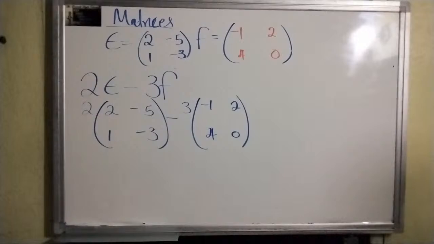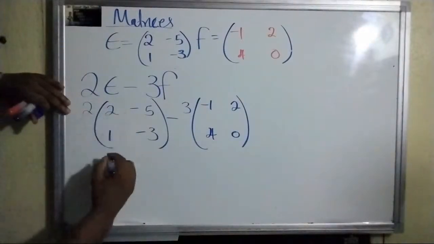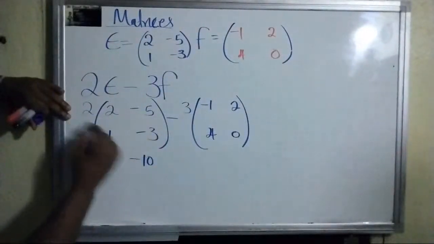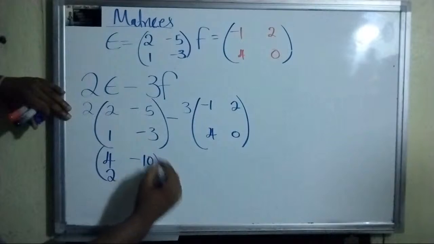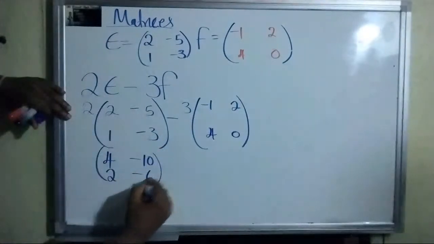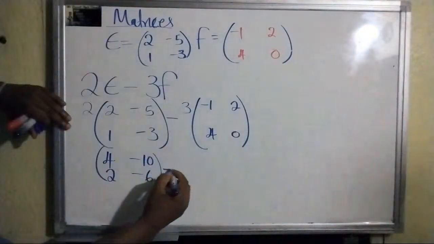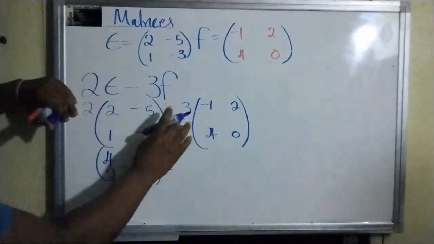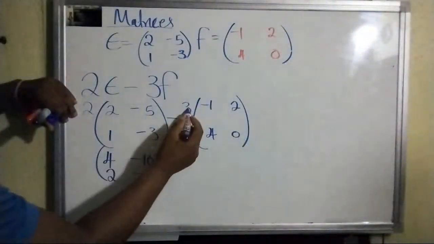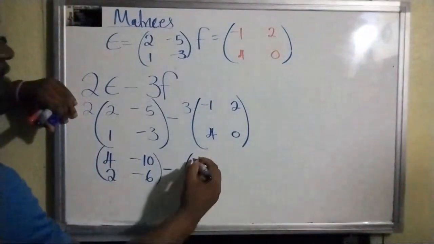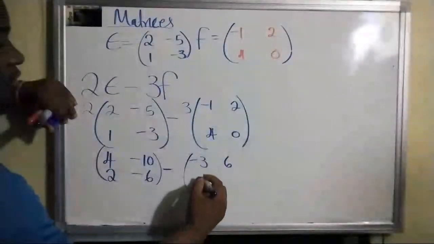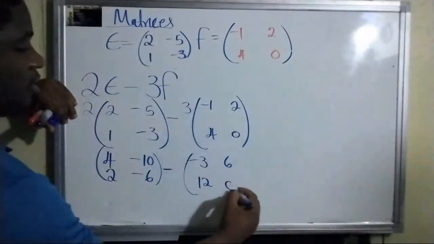Loving it. Alright. So now all we're going to do is expand the bracket by 2. So 2 2s are 4. 2 times negative 5, negative 10, 2 times 1, 2, 2 times 3, negative 6. Alright? Put back the minus, and we're going to expand everything by 3. Notice I'm not multiplying by negative 3, that's complex. We don't want that. Just multiply each by 3. So 3 times negative 1, that's negative 3. 3 times 2 is 6. 3 fours are 12. And 3 times 0 is 0.